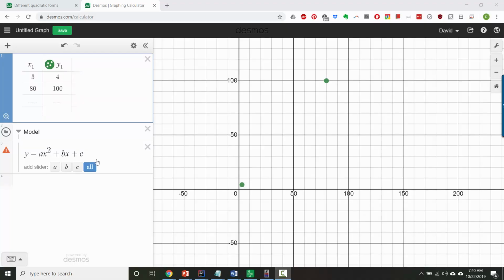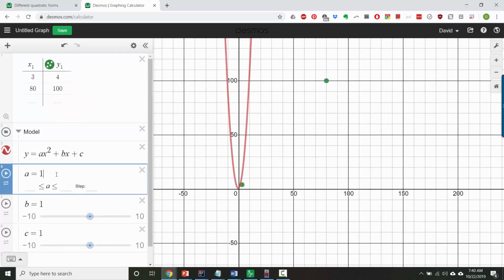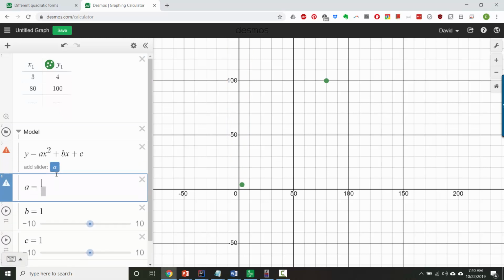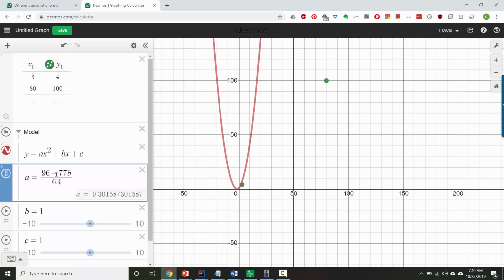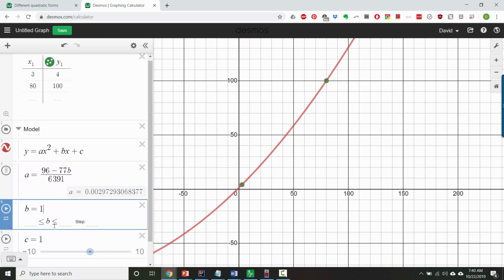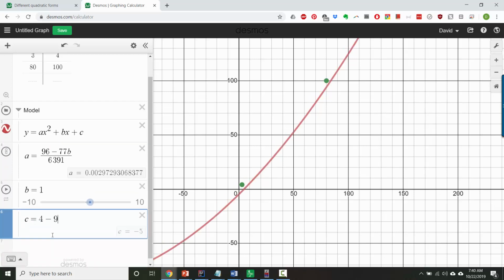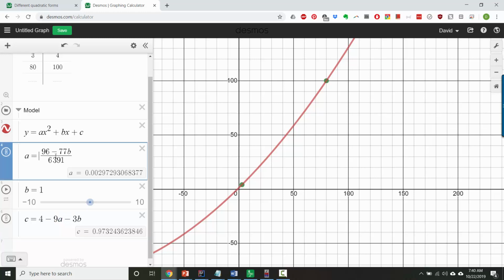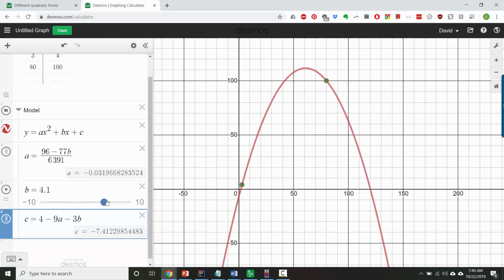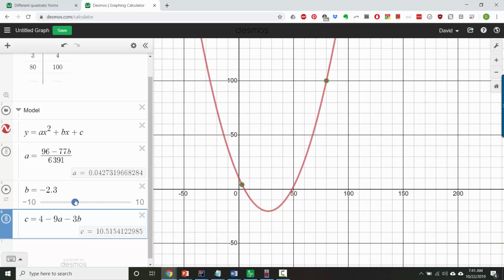So let's give it a try in Desmos. Here I've got ax squared plus bx plus c. I'm going to substitute for my a value what we solved for, 96 minus 77b divided by 6,391. My b value is just whatever it is. And my c value is, what was it? 4 minus 9a minus 3b. Except remember, my a is really now determined by this expression. So I could retype that whole expression, but Desmos makes it a little bit faster. All right, great. So now I've got this model. Now if I drag my b value around, you see I'm getting a whole bunch of different curves that are both forced through those 2 points.